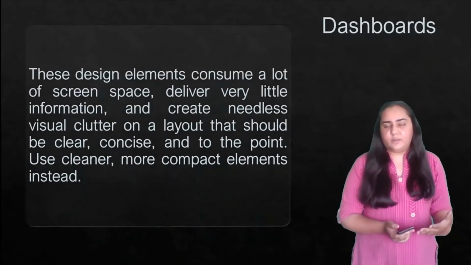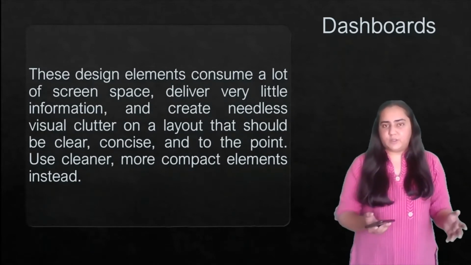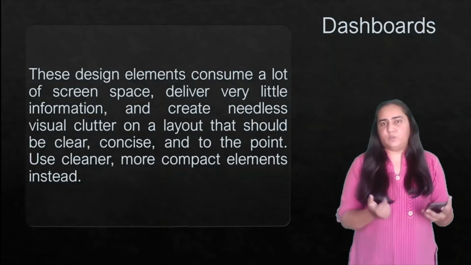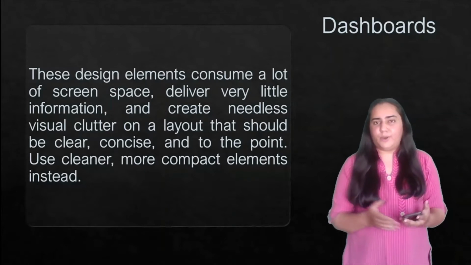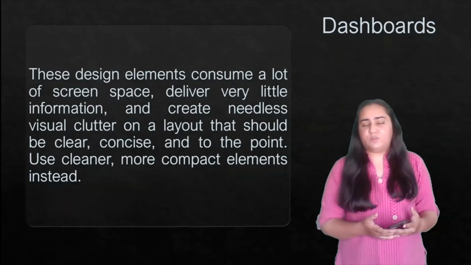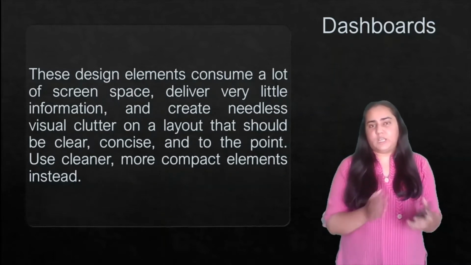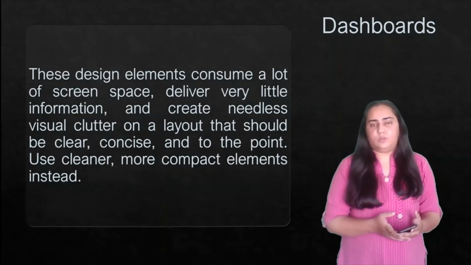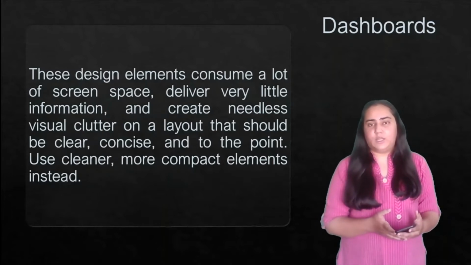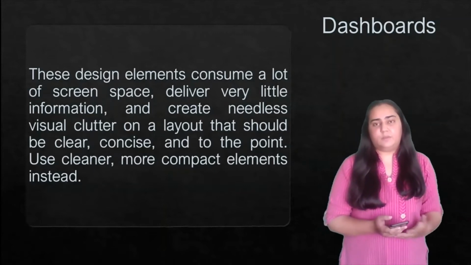Now these design elements which I talked about, gauges and odometers, they consume a lot of space on your screen and they give you very little information. Because imagine just putting one odometer that's just pointing to some increase or decrease. You can only show one parameter of something. Whereas creating a bar chart or a histogram would let you show many features in that small area. So the layout of a dashboard should be such that it is clear, concise, and to the point, and should use compact elements that are cleaner.